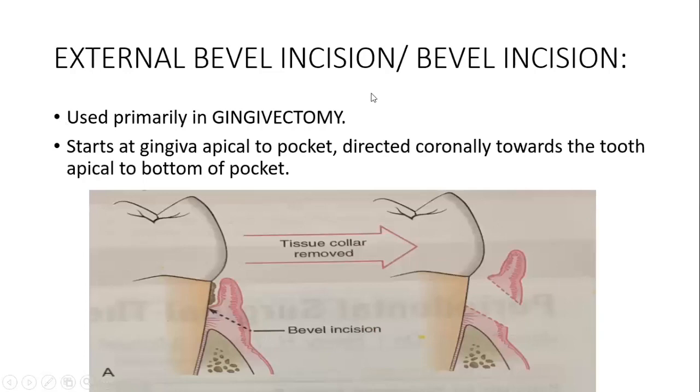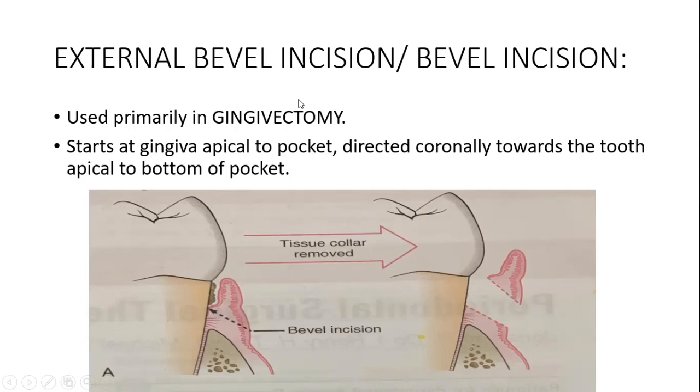Now moving ahead, we have the external bevel incision. It is also called the bevel incision, and it is used primarily in gingivectomy. Gingivectomy is a procedure in which there is excision of the gingiva due to gingival hyperplasia or drug-induced gingival overgrowth. We will discuss gingivectomy in a separate video in detail.